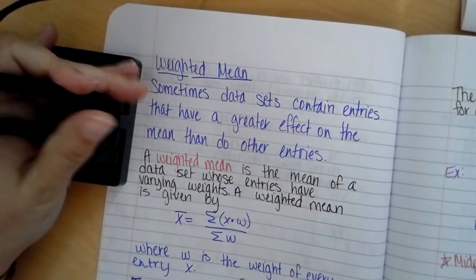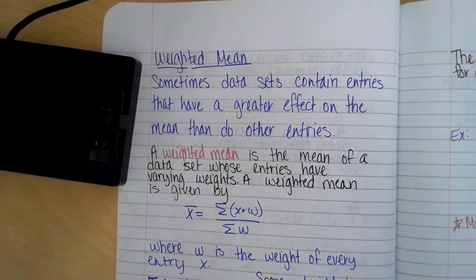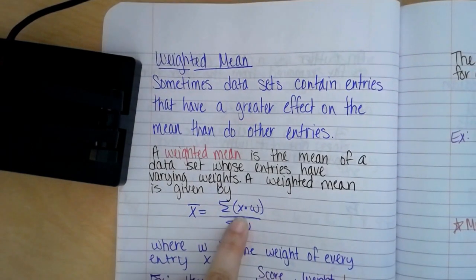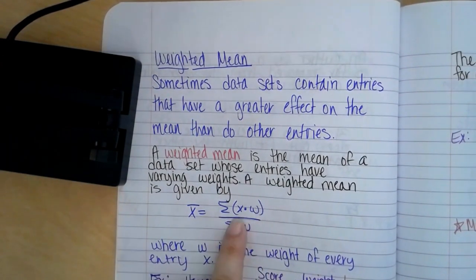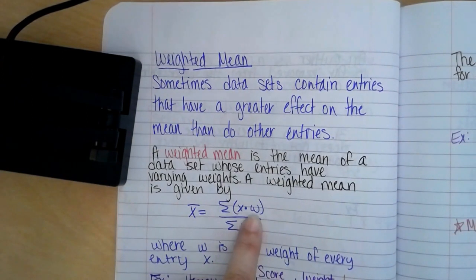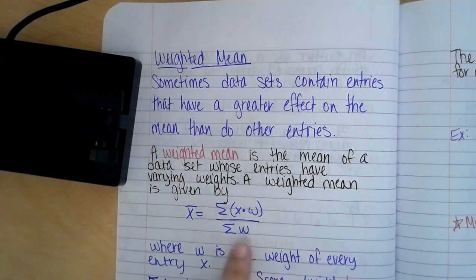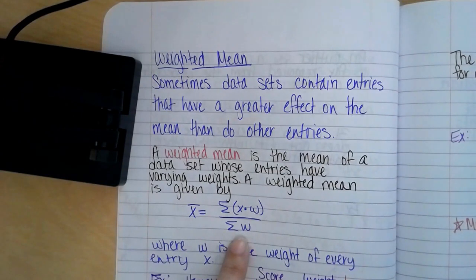This is how you would find the mean if your data has some kind of different weight. So one thing might be weighing more than another. A good example of this is how we figure out your grade for the class that you're in. Weighted grades: sometimes data sets contain entries that have greater effect on the mean than others do. A weighted mean is the mean of the data set whose entries have varying weights. A weighted mean is given by the sum of the x times its weight. So we would first multiply whatever the x is, your grade in that class on an assignment, times its weight, and then add that to all of the other ones and divide it by how many points you could have earned at that time.